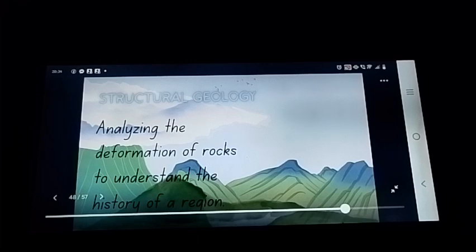How did this deformation affect the rocks? They can study the changes in the rock's composition, texture, and structure to understand the effects of deformation. What are the implications for future geological events? They can use their understanding of past deformation to predict future geological hazards, such as earthquakes or landslides. So, structural geology is a vital field that helps us understand the history of the Earth and its dynamic processes. It provides insight into the forces that have shaped our planet and the hazards that we face.